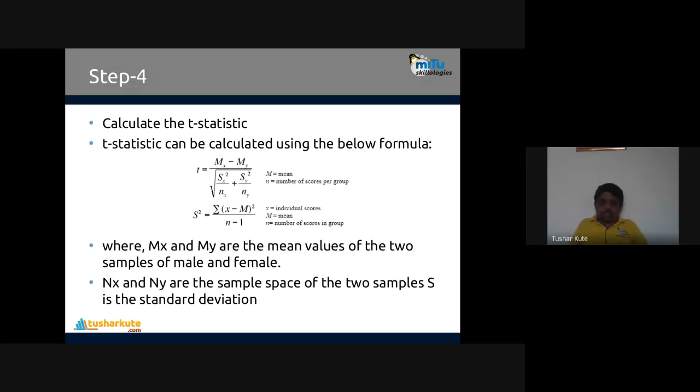And then second, the variance is calculated. So mx and my are the mean values of the two samples of male and female, nx and ny are the sample sizes of the two samples, and S is the standard deviation. S square is the variance, which we have already seen. Here in this formula, X is the individual score, M is the mean, and N is the total number of scores in the group. By using this formula, variance is calculated, and the square root of it is the deviation present inside this data set. This is how the T scores are calculated.